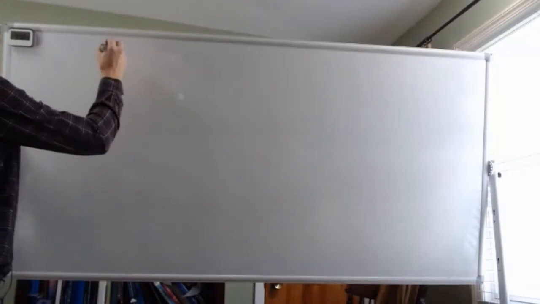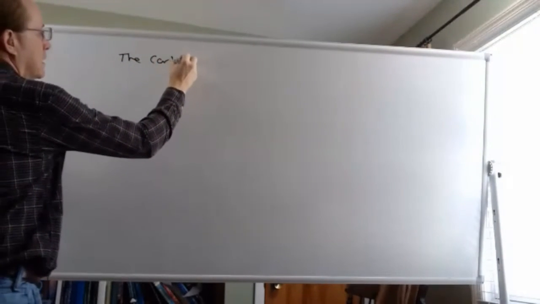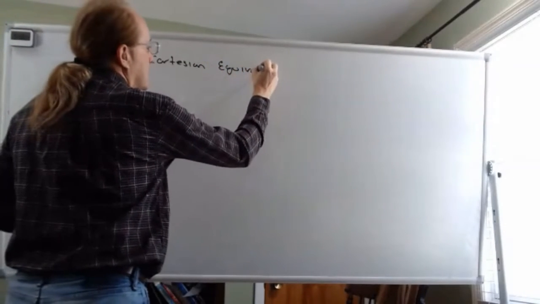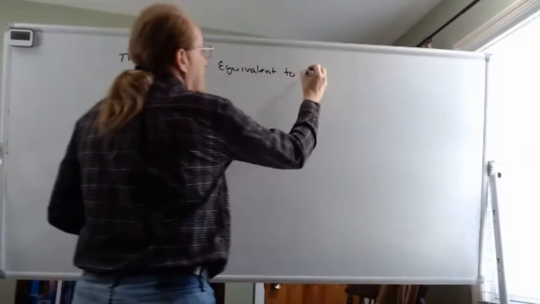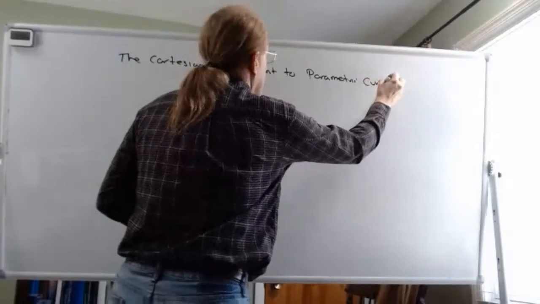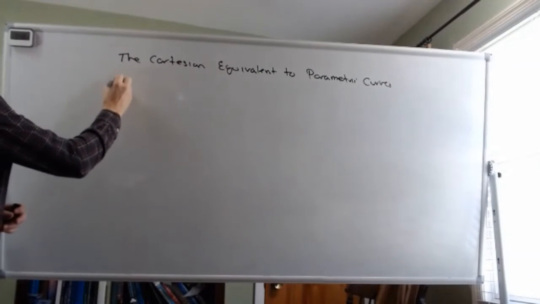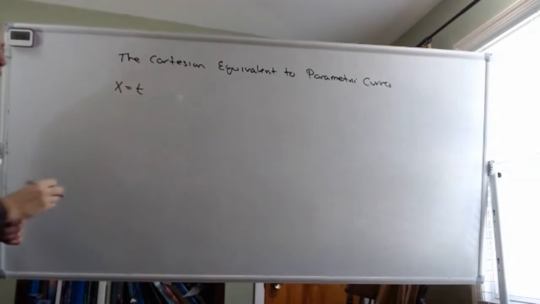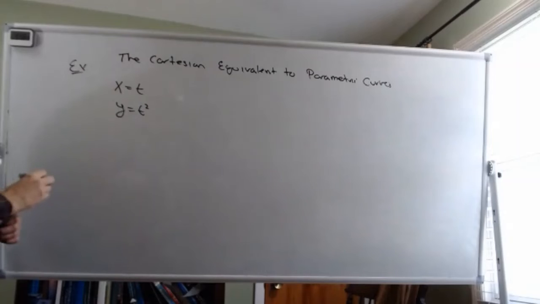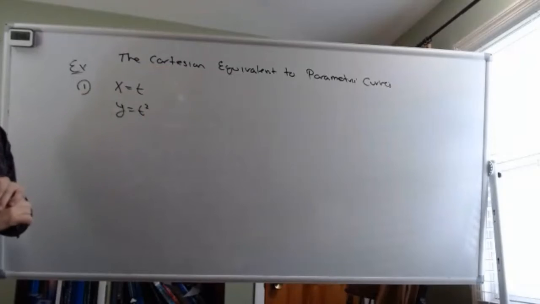So for example, now we're going to look at the Cartesian equivalent, or the rectangular equivalent, to parametric curves. So for example, take a simple one over here. So I have x is defined as the parameter t, and y is the parameter t squared. So what is the single Cartesian equivalent to that?